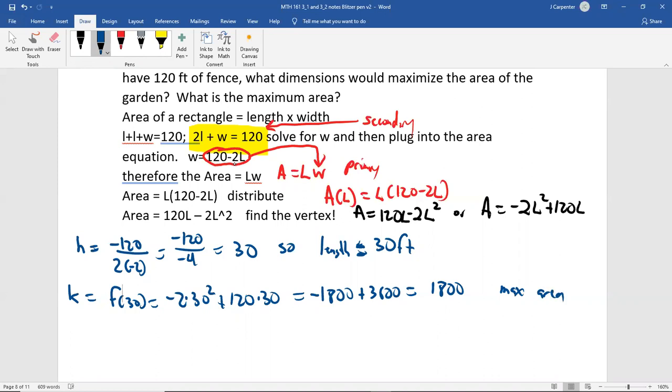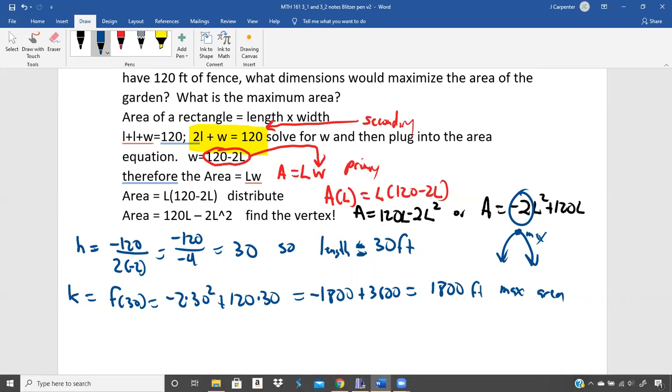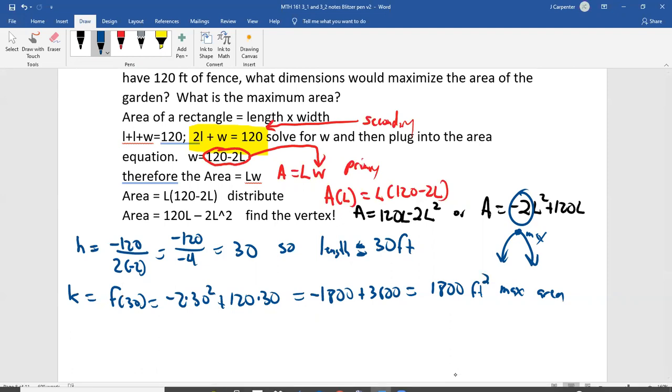Now you might say, well, how do you know it's not a min? We know it's a max because the A is negative, so it has to point down, making it a max. Now, 1,800 feet, question mark? Actually, that's wrong. Area is measured in square units because you're taking feet times feet, which is feet squared.